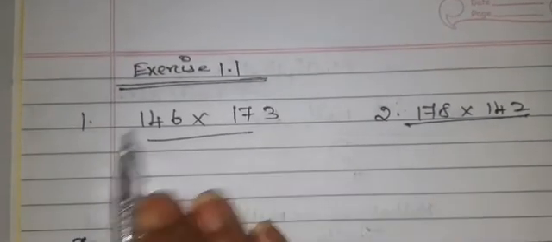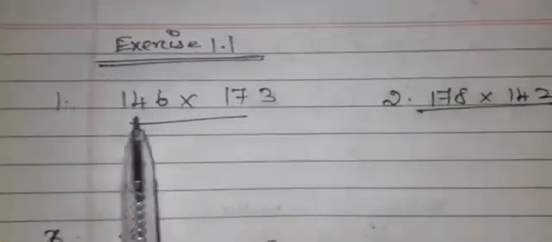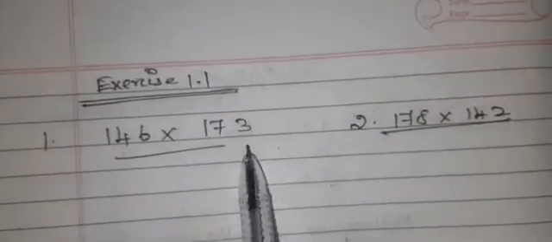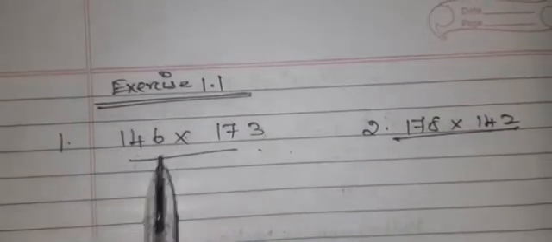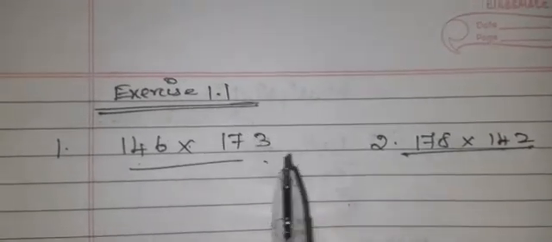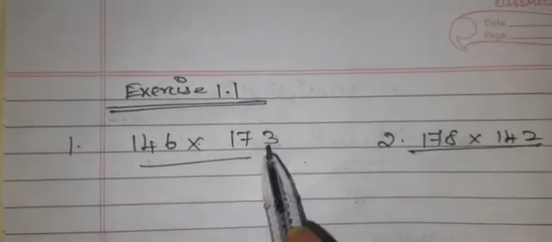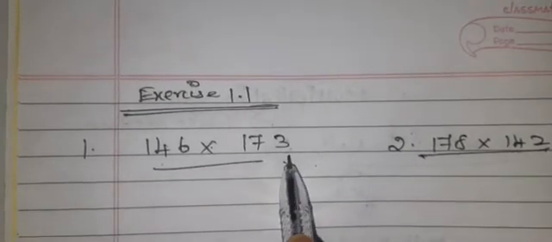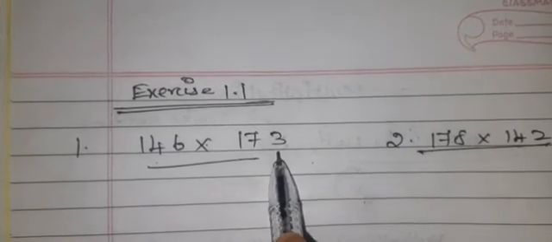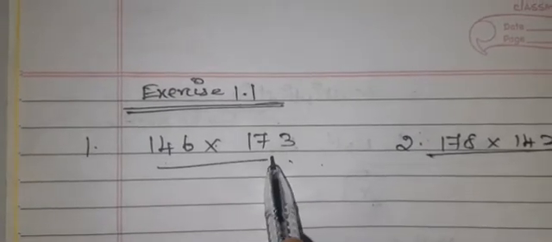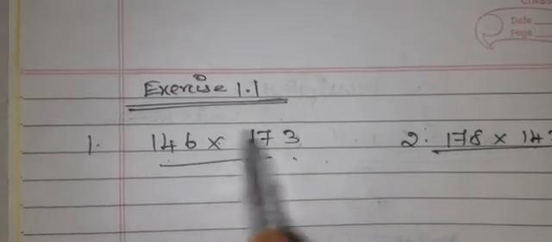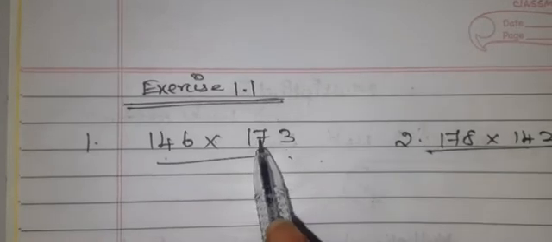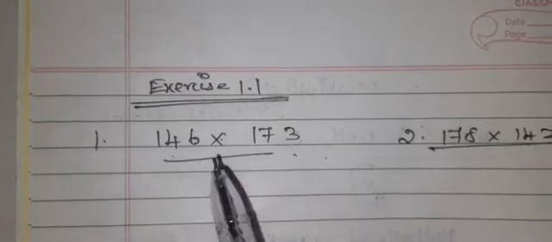Exercise 1.1. First, multiply 146 multiplied by 173. So this is the question given, and we are going to multiply a 3-digit number with another 3-digit number. First, you have to multiply the multiplicand with the multiplier's unit place value. After multiplying the unit place value with the multiplicand, again you have to multiply with the tens place value. Then comes the hundreds place value. You have to multiply the hundreds place value with the multiplicand.